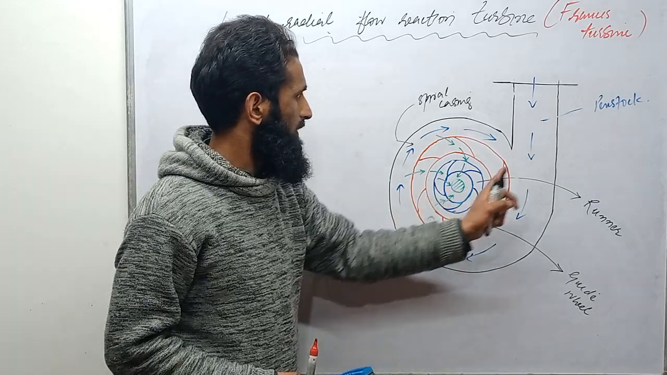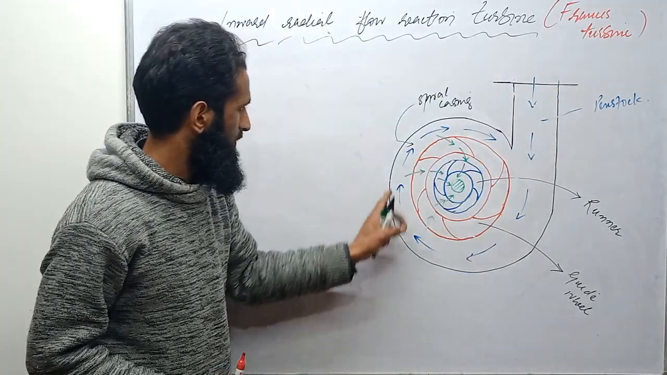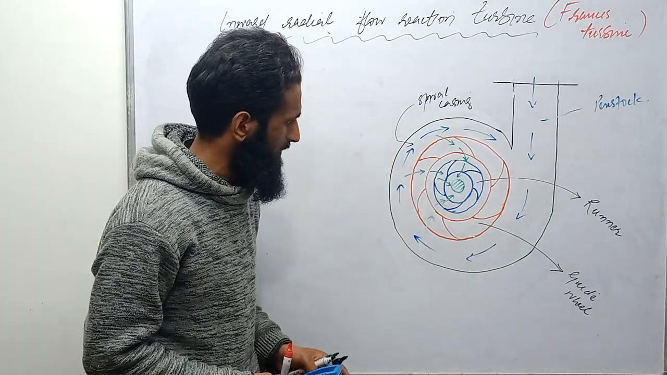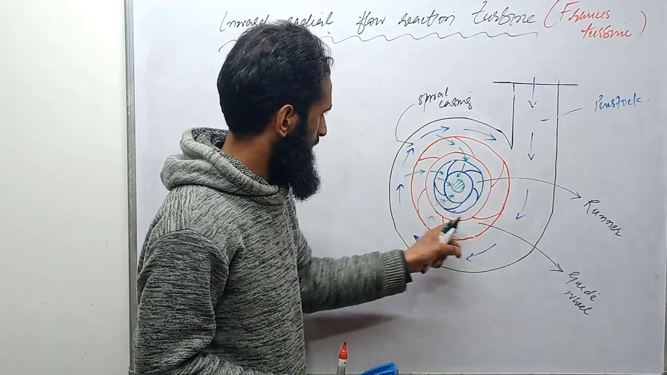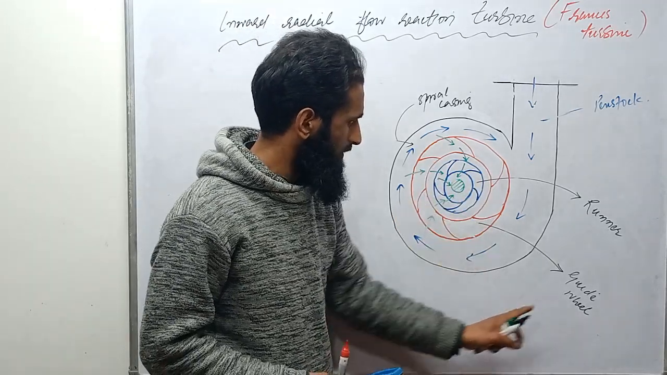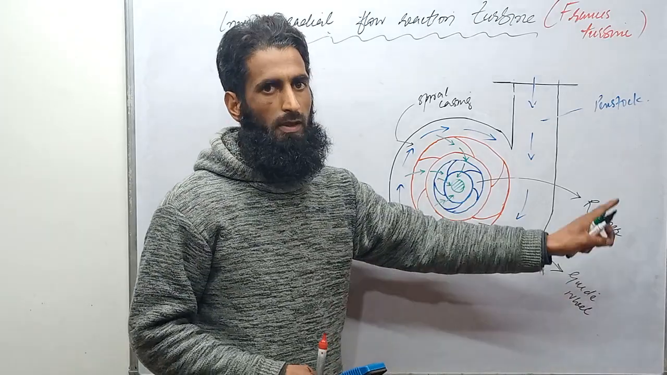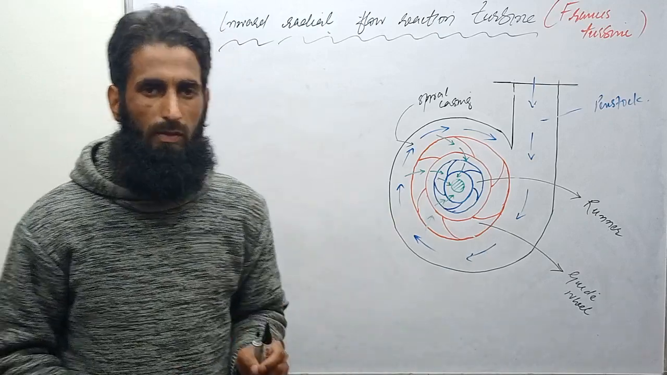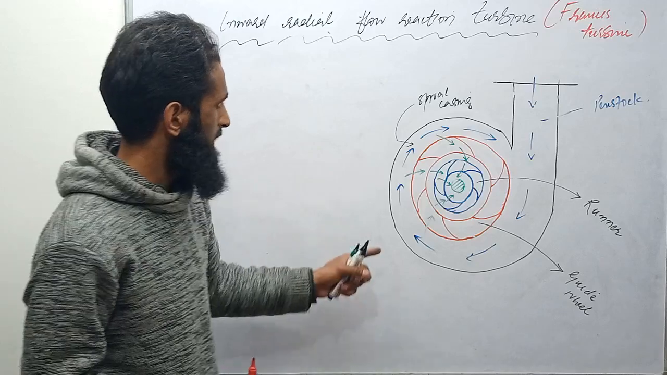In this, the different components are the penstock, this pipeline, and this casing. This casing is known as spiral casing, and this outer wheel is known as guide wheel, and this inner wheel is known as runner. In addition to all these components, we have one more component, that is draft tube, which is not shown here, but we will discuss draft tube as well.